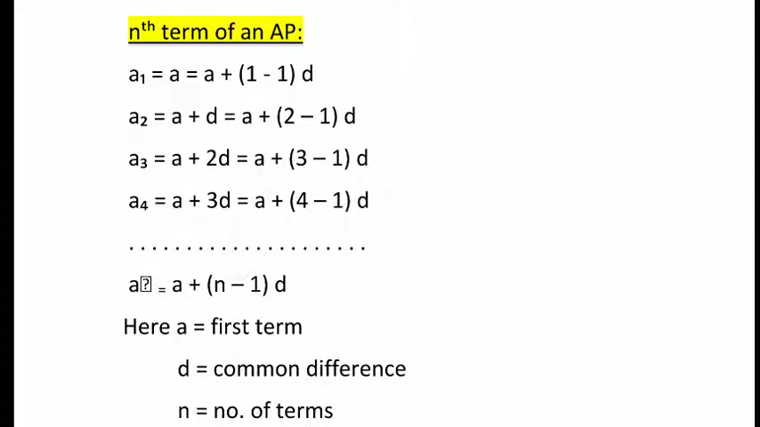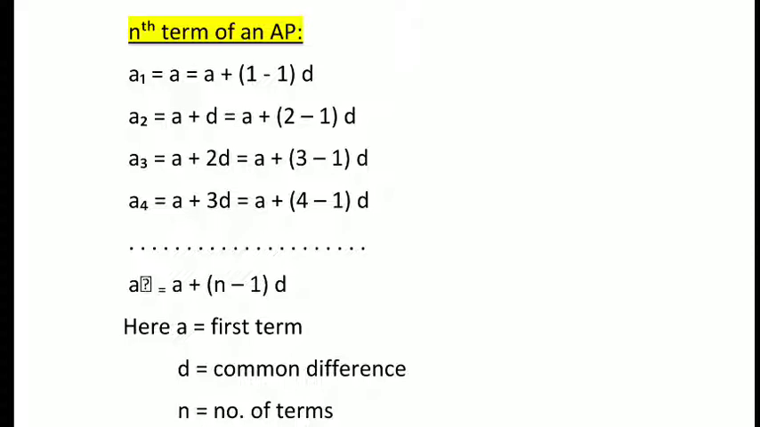So you see, in each and every term there is a common pattern. In the first term a1, 1 is there. In the second term 2 is there. In the third term 3 is there. And in the fourth term 4 is there. Otherwise, the pattern is almost the same. A1, A2, A3, A4, everywhere the pattern is the same. Only one place is changing, that is 1, 2, 3, 4.